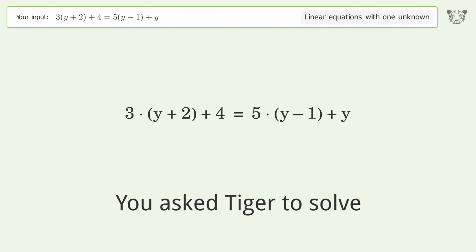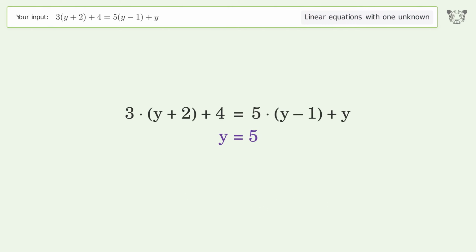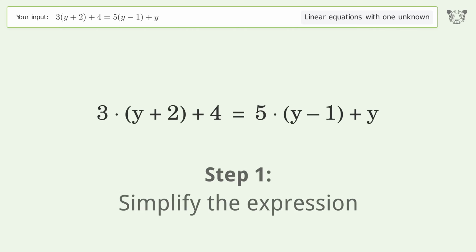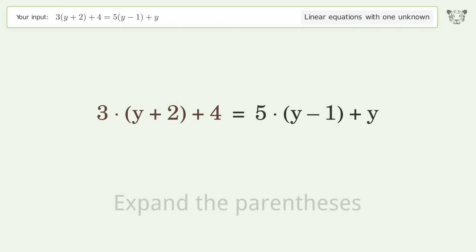You ask Tiger to solve. This deals with linear equations with one unknown. The final result is y=5. Let's solve it step by step. Simplify the expression. Expand the parentheses.